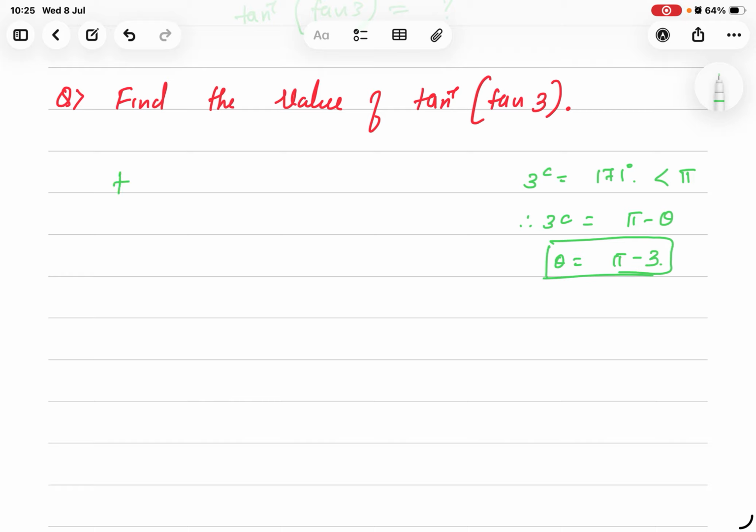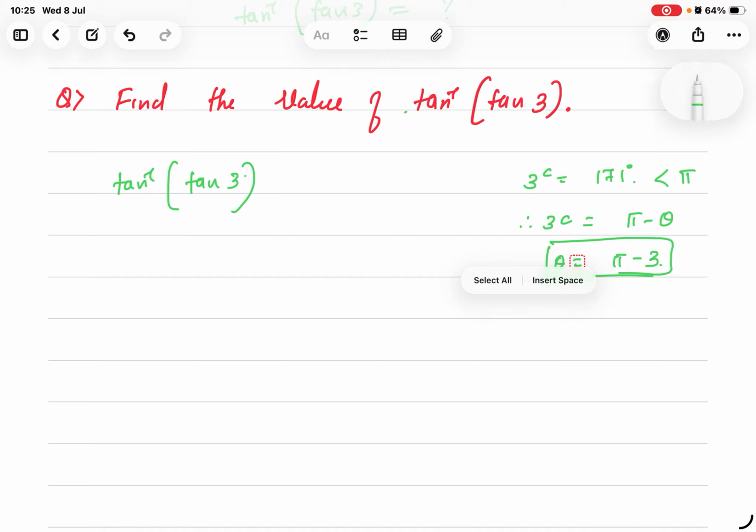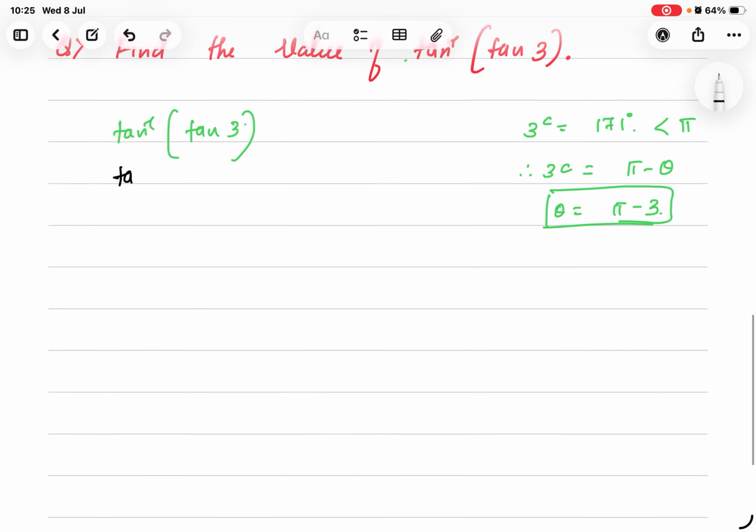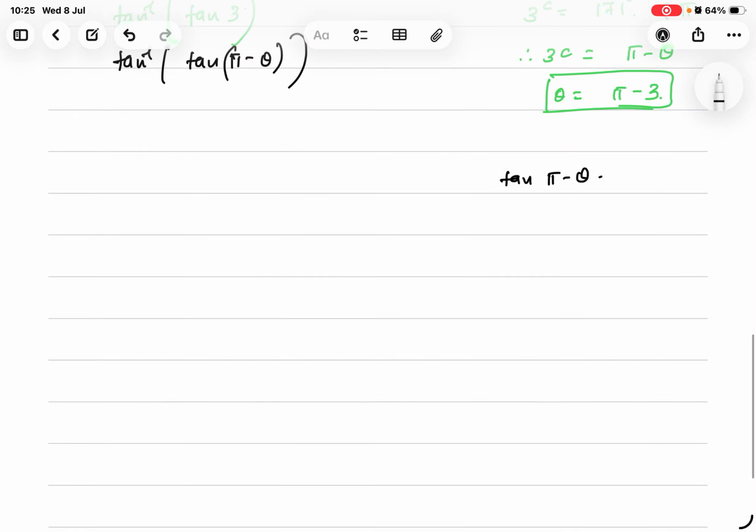And now you can write tan inverse of tan 3 radian; that 3 radian you have to write as pi minus theta, then tan inverse of tan of pi minus theta. So you have to find tan of pi minus theta. That is very important. It means pi is here, minus theta is here. It is in the second quadrant. In the second quadrant tan is negative, and for pi or 2 pi there is no change.